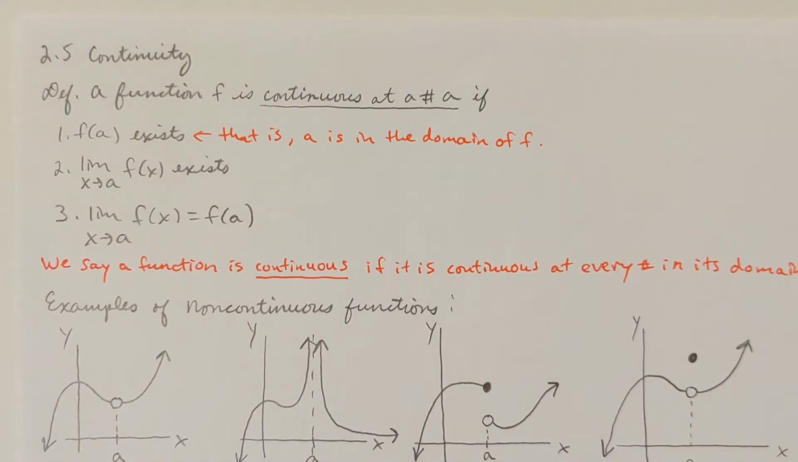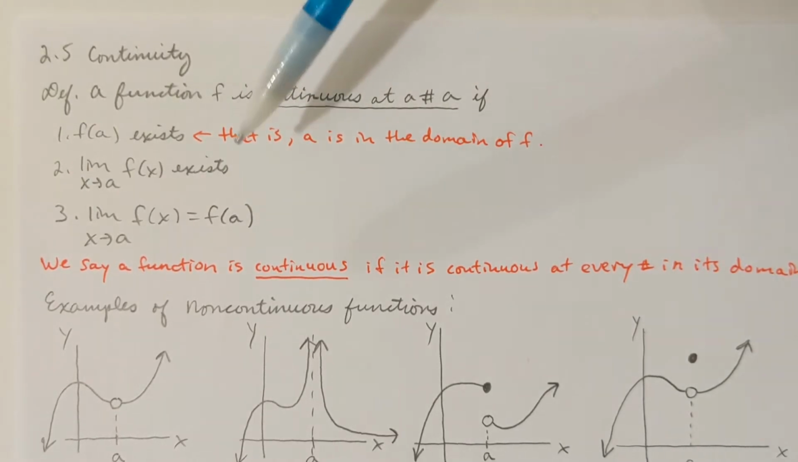Okay, I'm going to begin section 2.5 now, which is the topic of continuity. We've already been using continuity a little bit, although we're going to be more clear about that term now. Definition: a function f is continuous at a number a if three things happen.